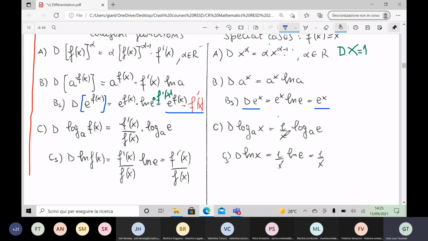So x times logarithm with base a of e, copy it. What about this one? Derivative of ln of x. Look directly at the final result, at this one. F prime of x is the derivative of x, which is 1. F of x is the argument x, so 1 over x.